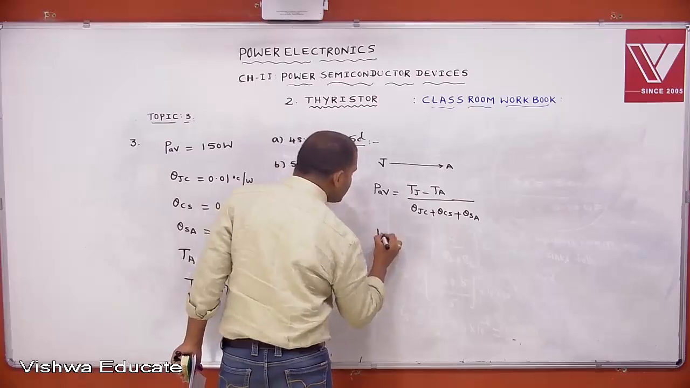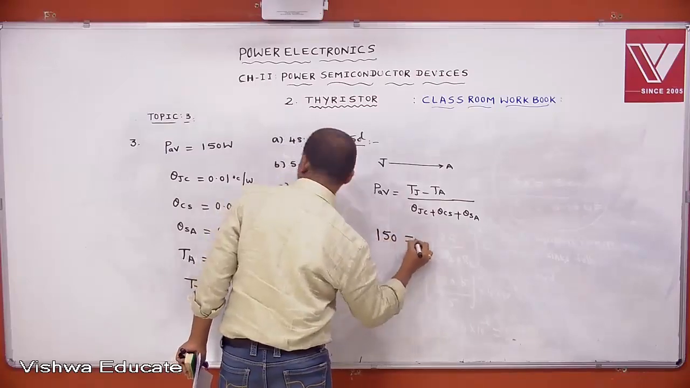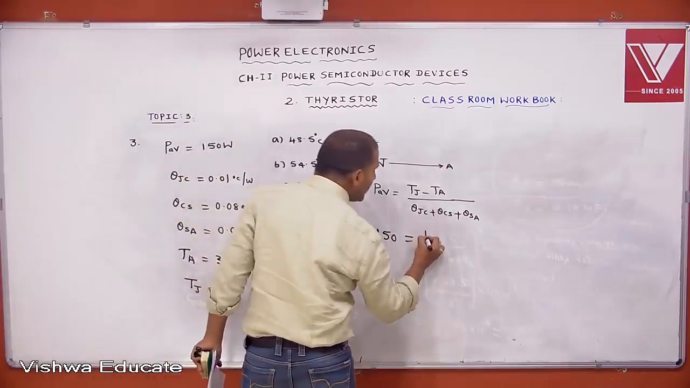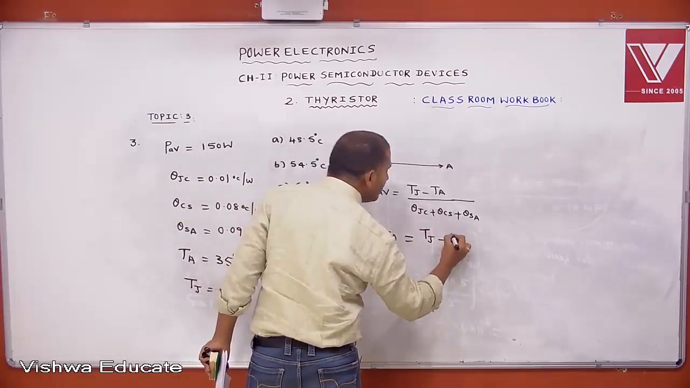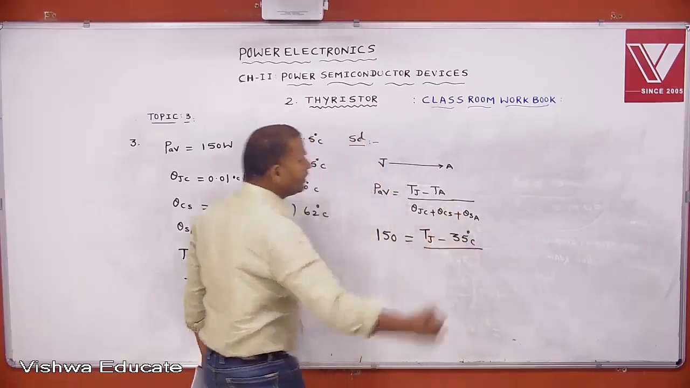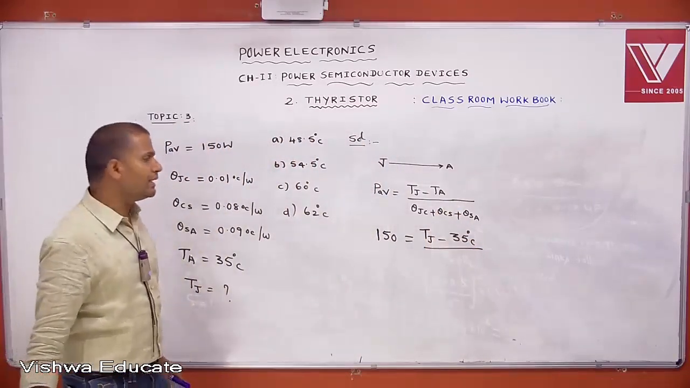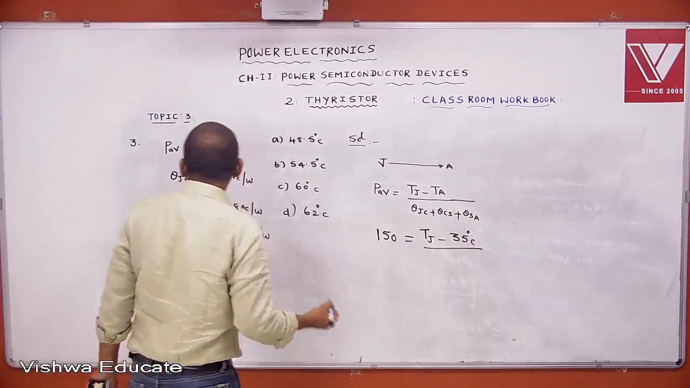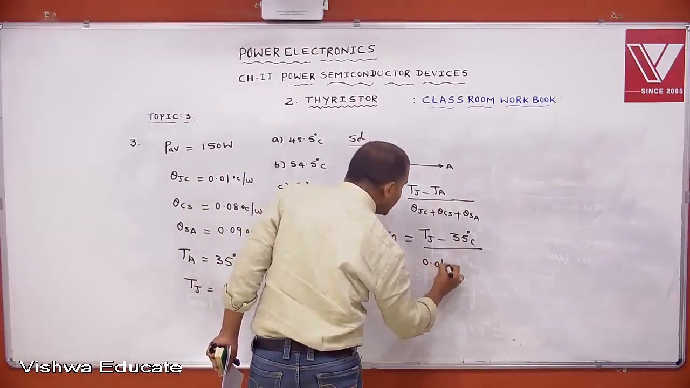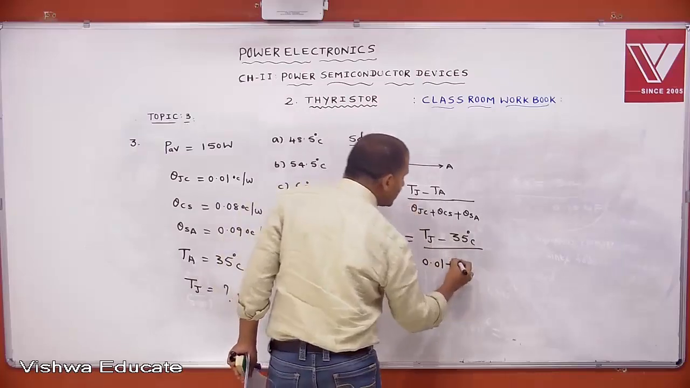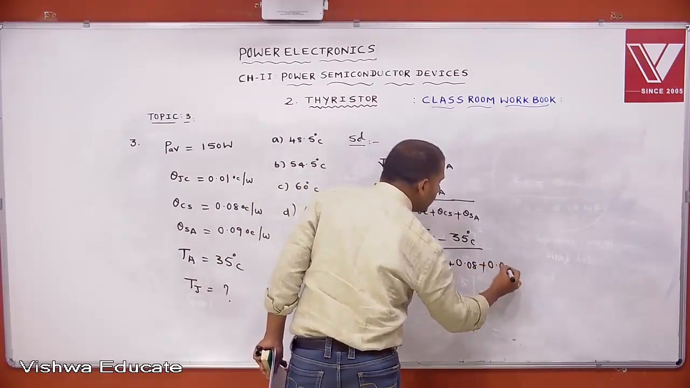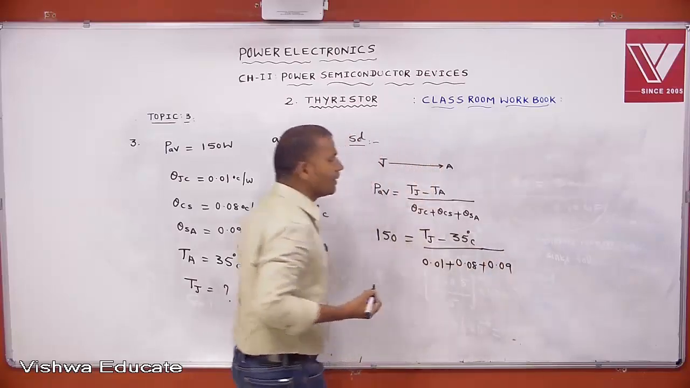Then what is the average power loss that is given? 150 watts. What is the junction temperature that you want to calculate? What is the ambient temperature? 35 degrees centigrade. What is the junction to casing thermal resistance? 0.01 degree centigrade per watt. Casing to sink 0.08 degree centigrade per watt. Sink to ambient 0.09 degree centigrade per watt.